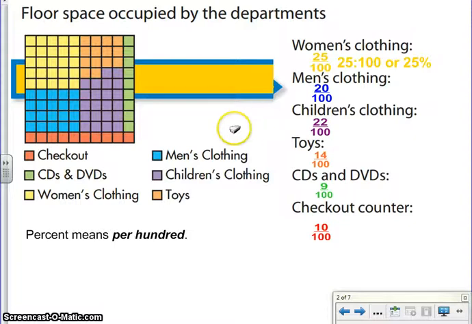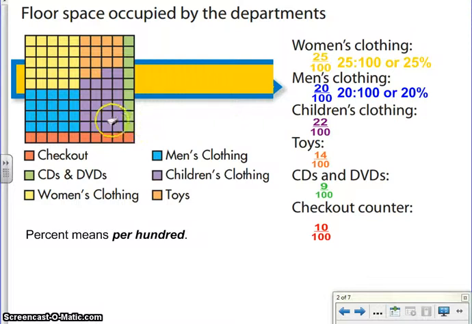So if we look, we can do the same thing with the men's clothing. So I'm looking in my blue squares, and again, I'm just counting. I've got 1, 2, 3, 4 going down, and 1, 2, 3, 4, 5 across. 4 times 5 is 20. So I get my 20 over 100 for my fraction, 20 to 100 for my ratio, or 20%.